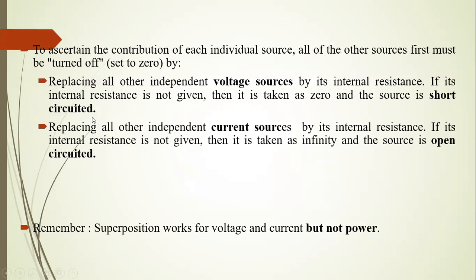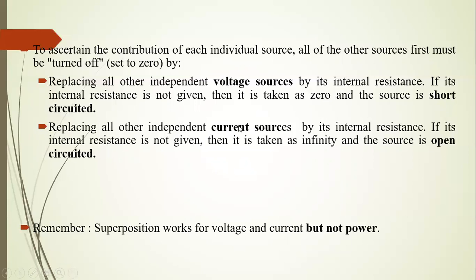Here it is written that when we deactivate one source, deactivating a voltage source means replacing it by its internal resistance. If it is a practical voltage source, we will replace it by its internal resistance, and if internal resistance is not given, then we'll consider that it is an ideal voltage source. And as you all know, the internal resistance of an ideal voltage source is 0. Therefore, the voltage source will be deactivated by short circuiting it.